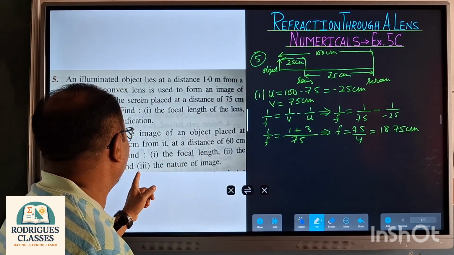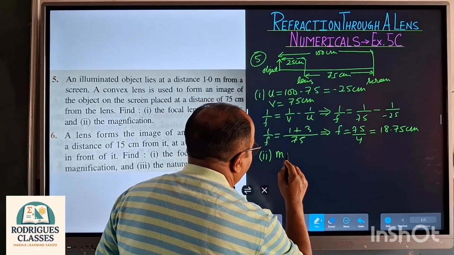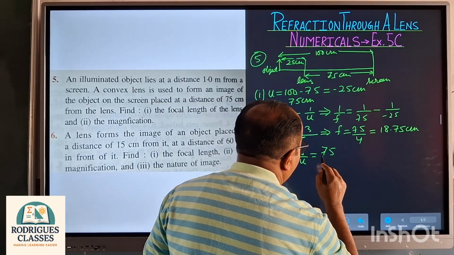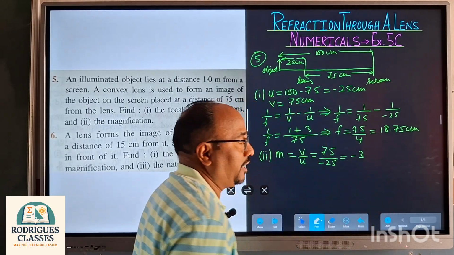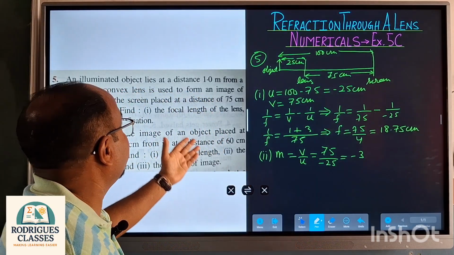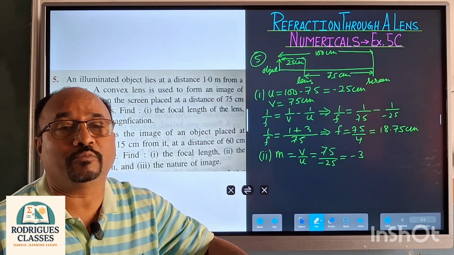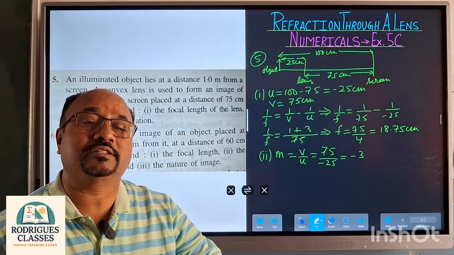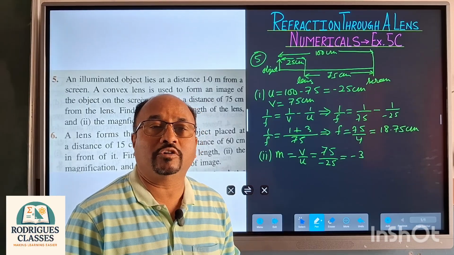Now second part is asked to find the magnification. So m is equals to v by u. So v value was 75, u value is minus 25, divided you get minus 3. What does it mean? Minus tells that the image will be inverted. We had a real image, it is formed on the screen, real image, so it had to be inverted, and so negative sign has come, and value coming as 3 means it is a magnified image. We are not going to write that because the question did not ask us to tell about the nature of the image.